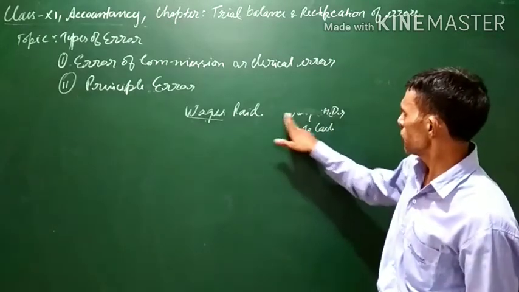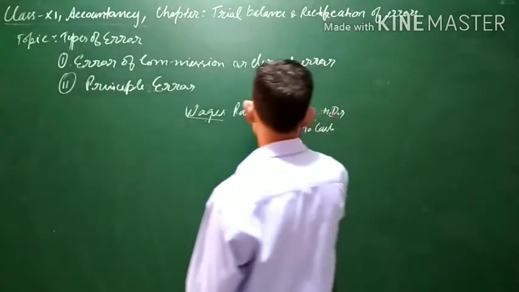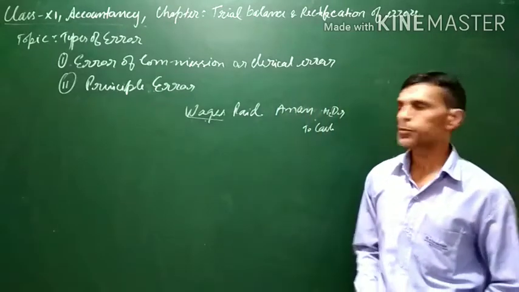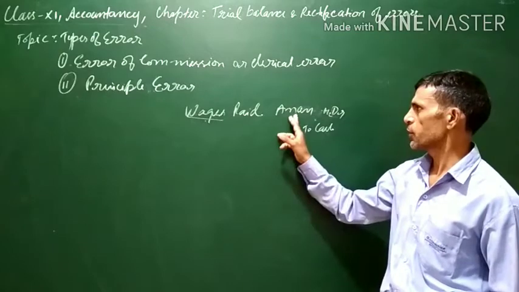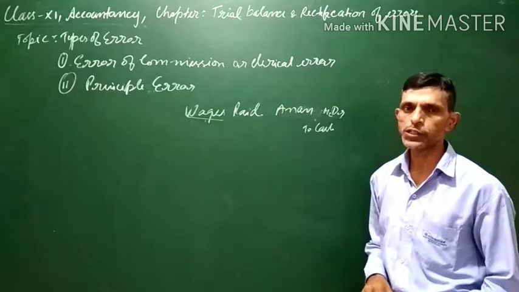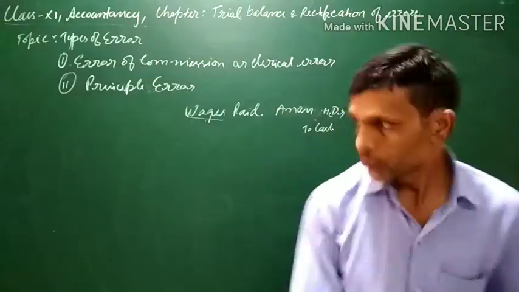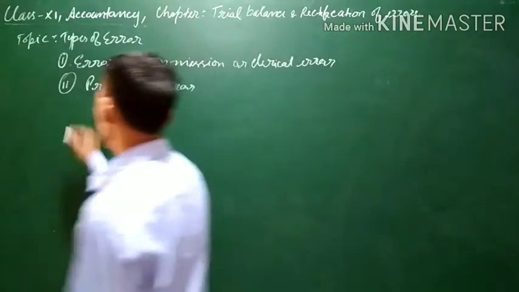But instead of the wages account, the name of the person or employee has been mentioned. Suppose Aman has been paid the wages, and instead of wages account, Aman account is debited. Then it will be considered as error of principal, because here the accounting rule of debit and credit has not been followed.